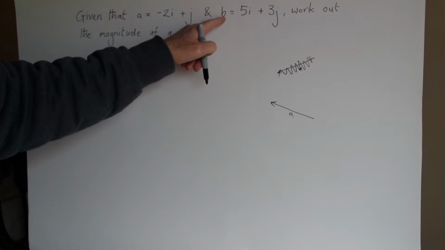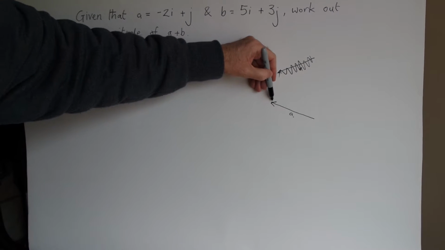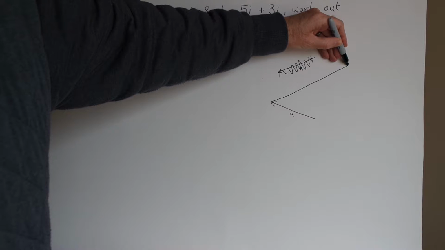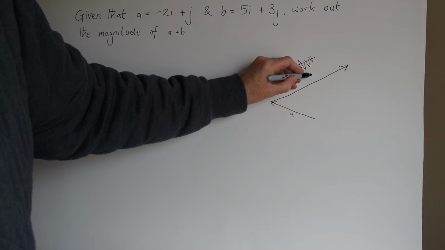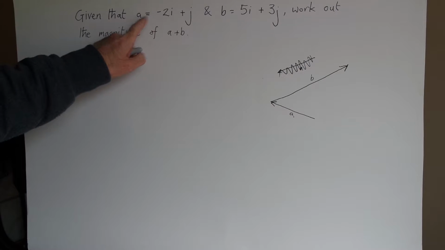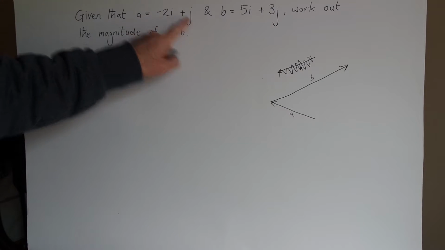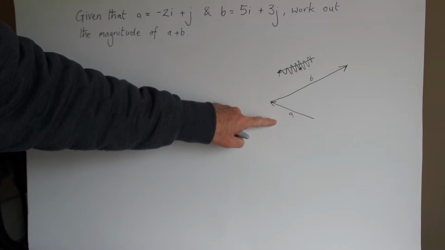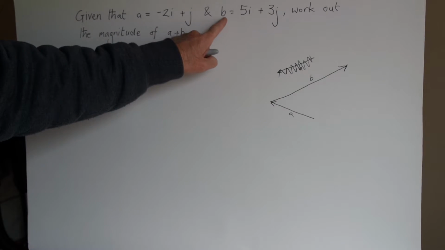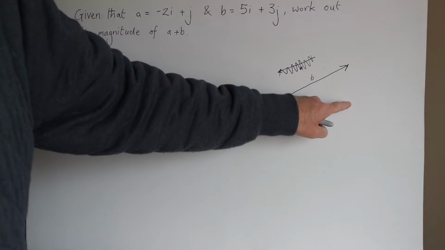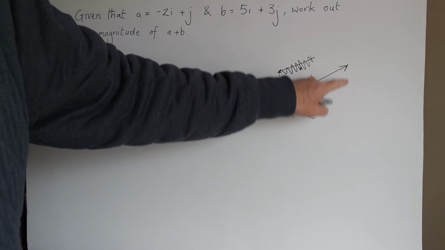And then B is 5i, so it's going to the right, and then up 3j. So that's going to take us up here. So let's just double check I've got that right this time. So vector A is negative 2i plus j. So we've come to the left by about 2, and we've gone up 1. And then B is 5i, so we've gone right 5, plus 3j, and up 3.